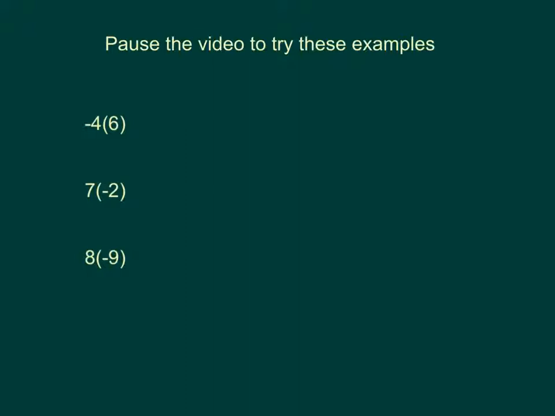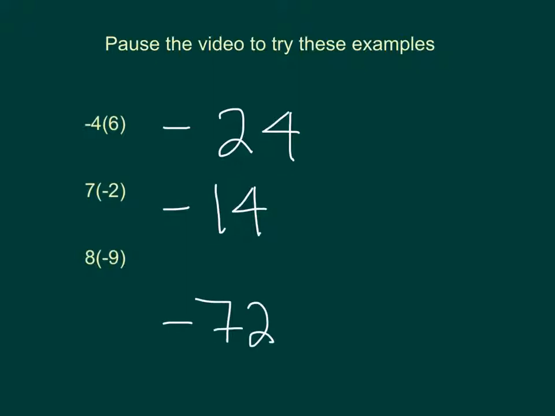So we first have a -4 times 6. One number is negative, one number is positive, so we know our answer is negative, and then we multiply like normal. 6 times 4 is 24. 7 times -2. One's positive, one's negative, so our answer is negative. 7 times 2 is 14. Then we have 8 times -9. One is negative, one is positive, so we keep our negative, and our answer is 72.